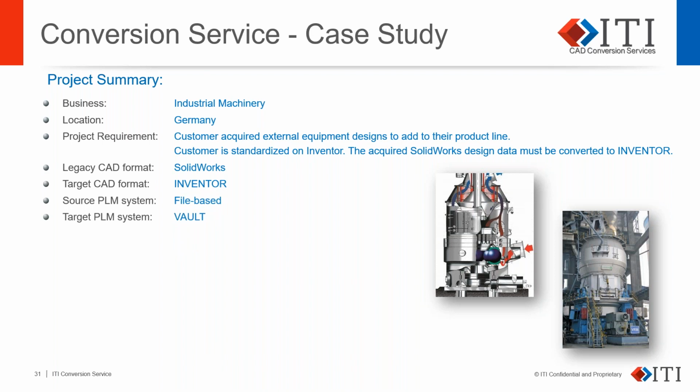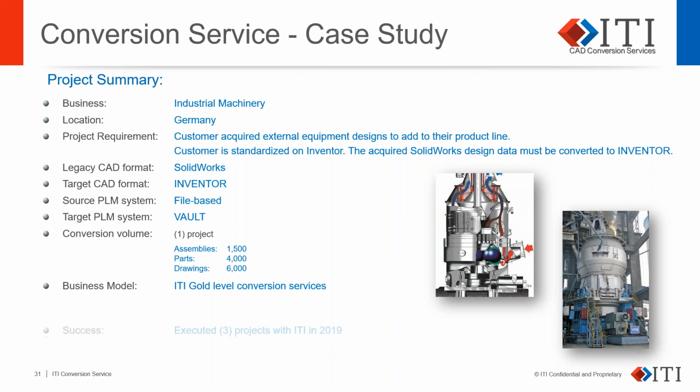Luckily, their PLM data was file-based, and they were moving that into Vault, which they already had set up in their company. In this case, we're looking at about 6,000 drawings, 4,000 parts, about 1,500 assemblies, and they approached ITI for gold level conversion services. This is where we do manual completion on the 3D model. They actually came back for three separate projects during 2019, and these were executed as 3 separate entities.